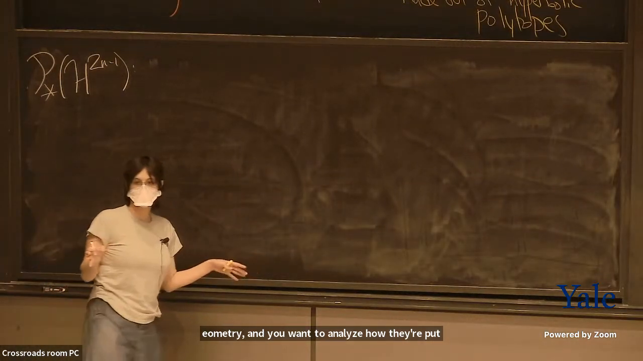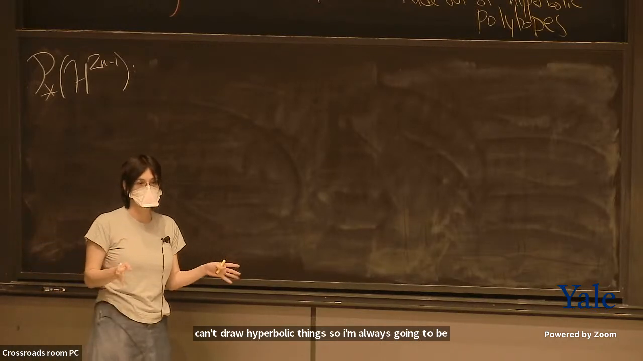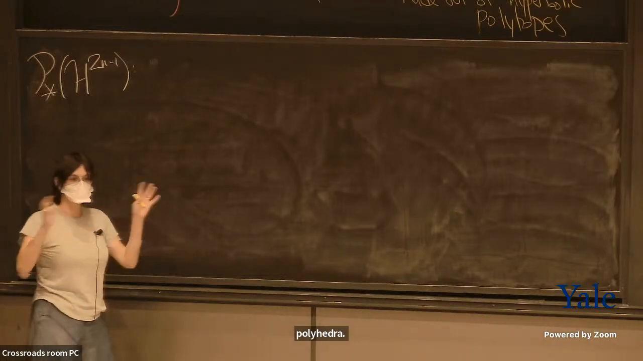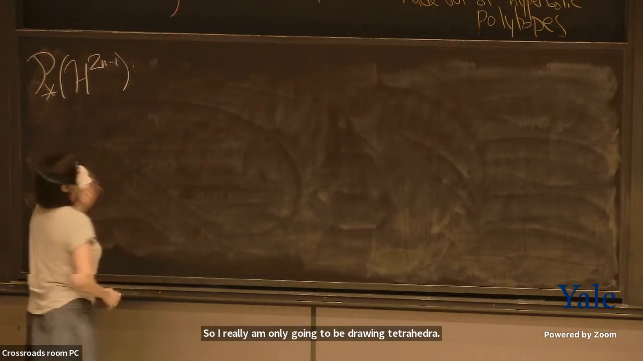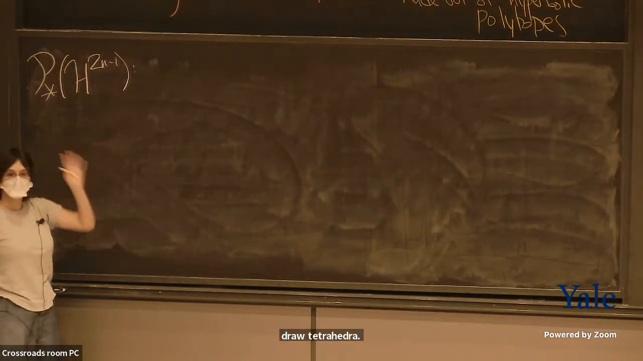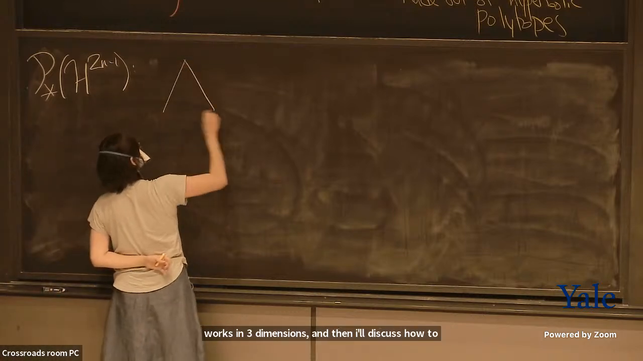I can't draw hyperbolic things, so I'm always going to be drawing Euclidean things. I can actually barely draw polyhedra, so I really am only going to be drawing tetrahedra. You should imagine that I'm drawing general things when I draw tetrahedra. And I'm just going to show you how the Dehn invariant works in 3 dimensions, and then I'll discuss how to generalize to higher dimensions.